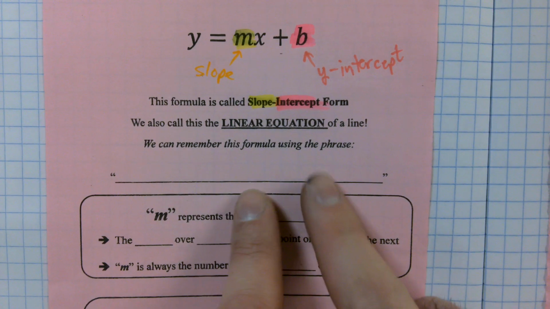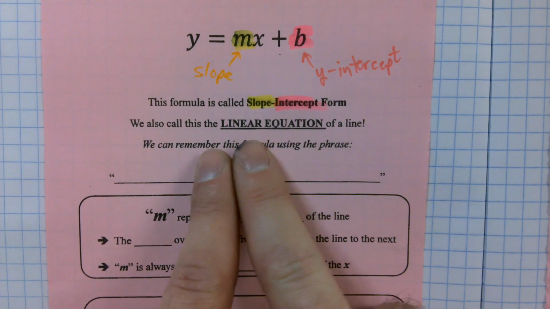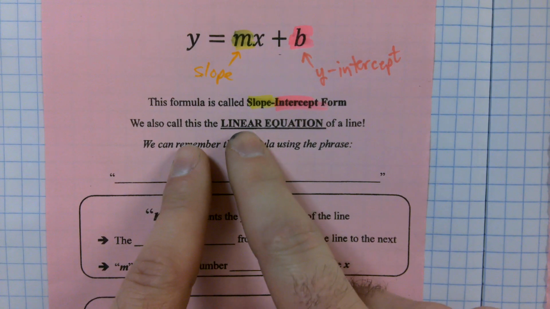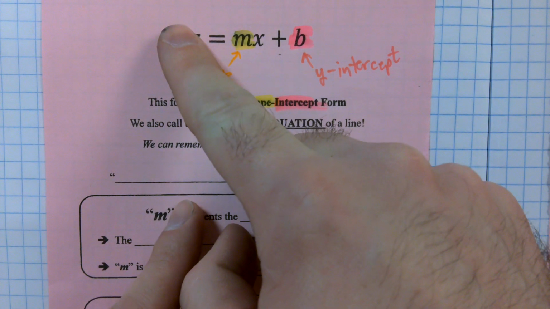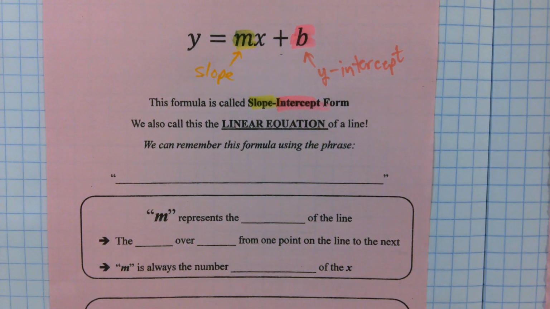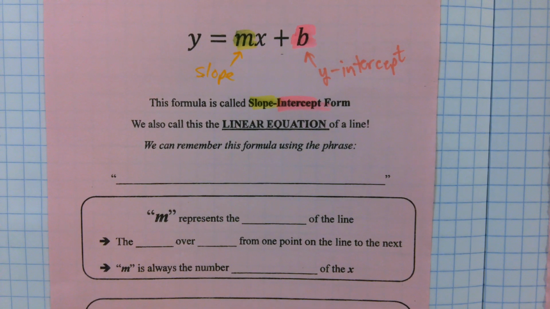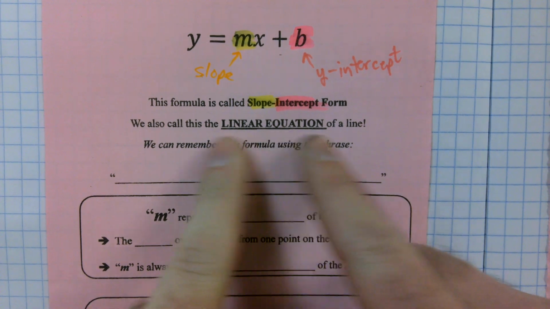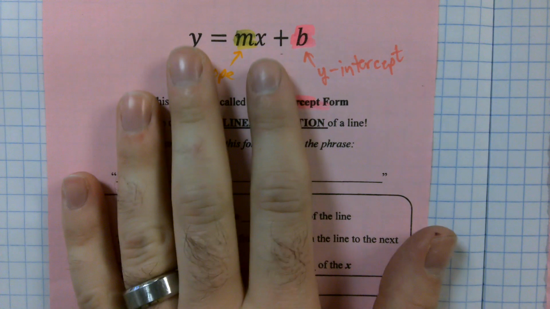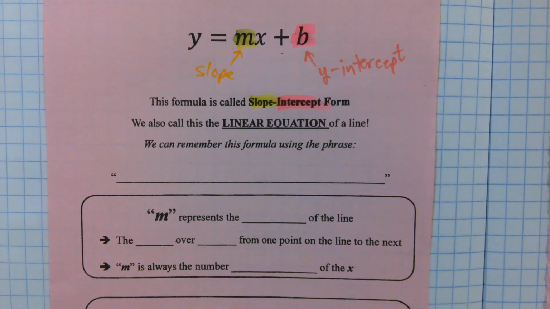So we also call this a linear equation. What's the first four letters of linear? Line. So this right here is the equation that represents a line. No matter how flat or how steep, even if it's completely flat or completely up and down, it's a linear equation.